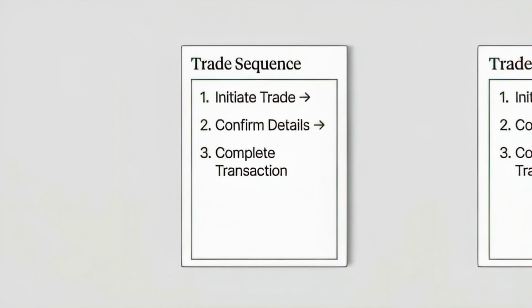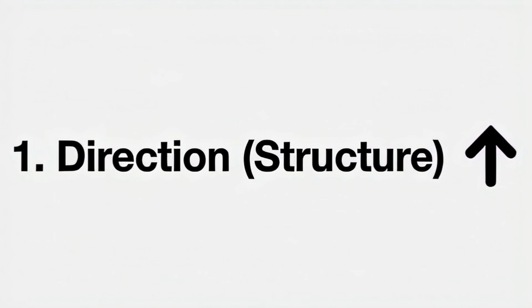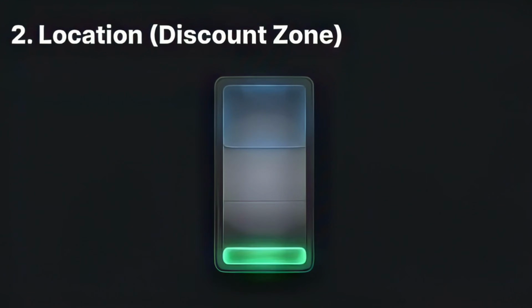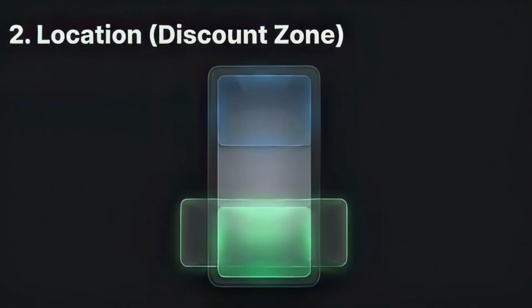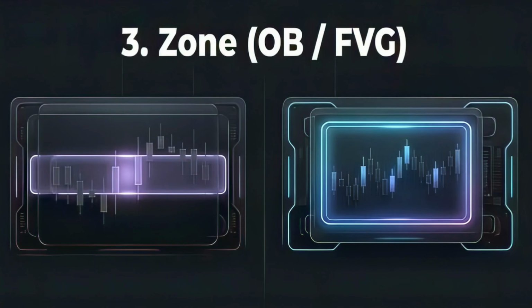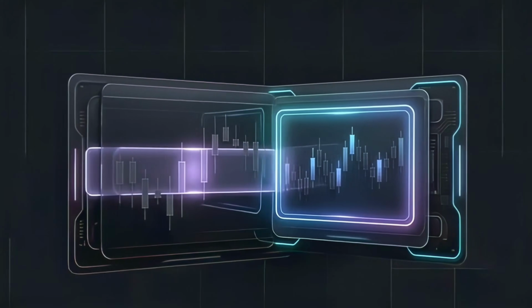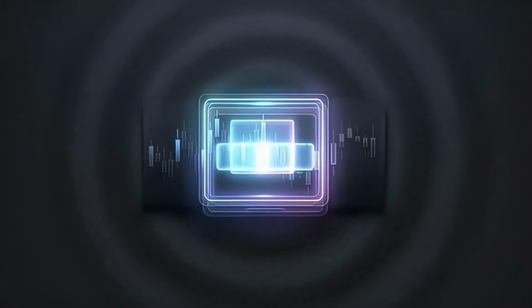Now, how do you actually trade it? Here is the sequence, and the order genuinely matters. First, read swing structure to establish your direction. If structure is breaking upward, you are only looking for buys. Second, wait for price to pull back into the discount zone, so you are not paying premium. Third, look for your entry to line up with a marked zone, a swing order block, or a fair value gap, ideally both overlapping, because that overlap is where the highest quality setups live.